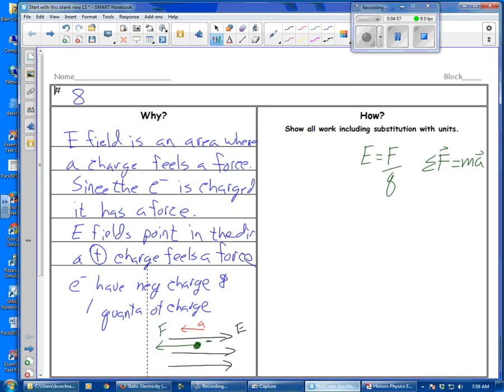I think I'll stick with variables here until later. That's okay with everyone. So I'm going to rearrange this one so I have EQ equals F, and that's the only force acting on it. So I can replace that F with ma, and I know that they're in the same direction, so I'm going to drop my vector symbol. The directionality is going to be the same.